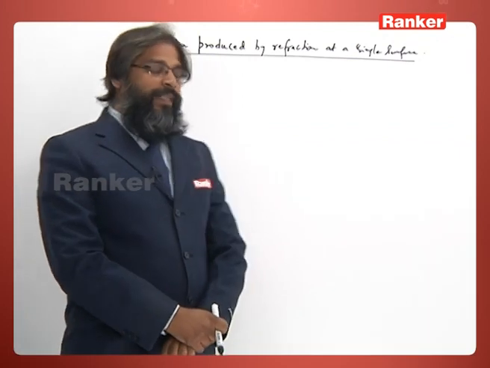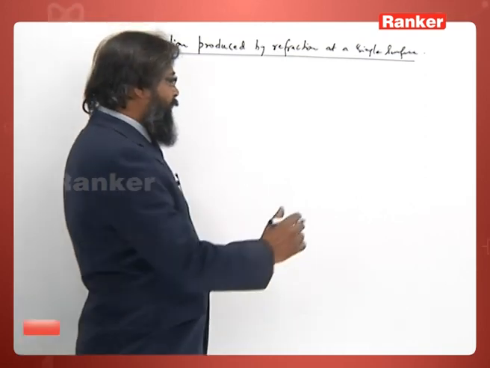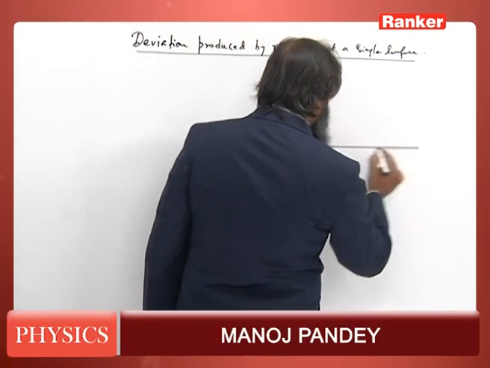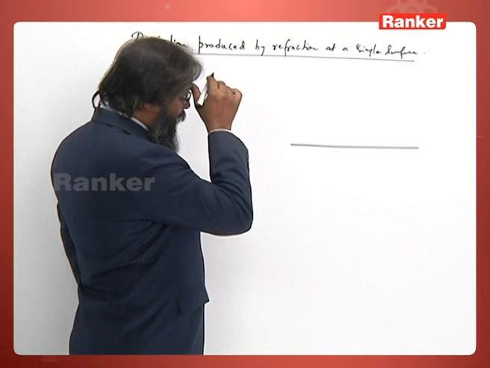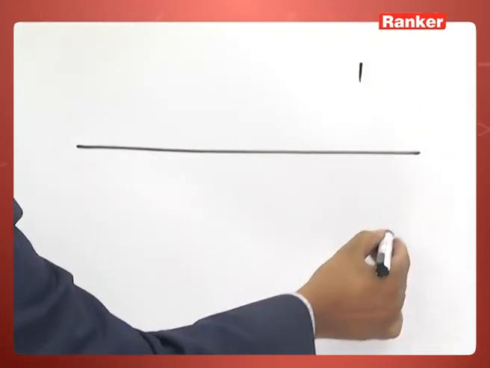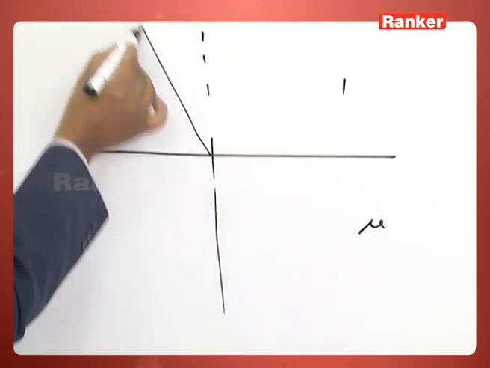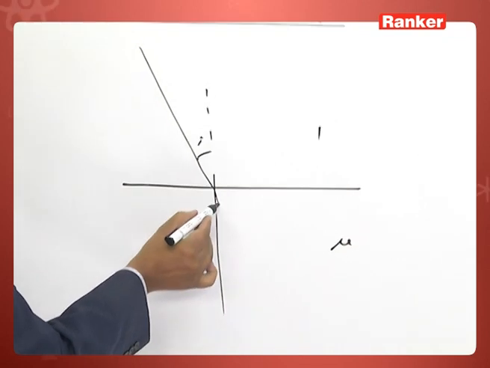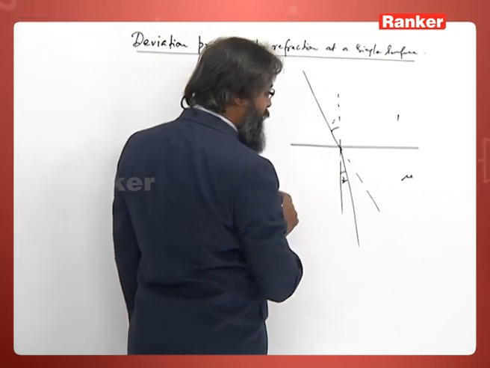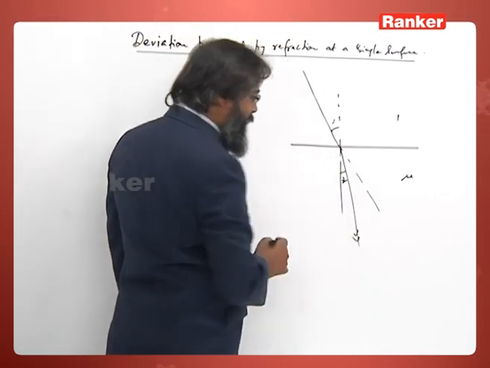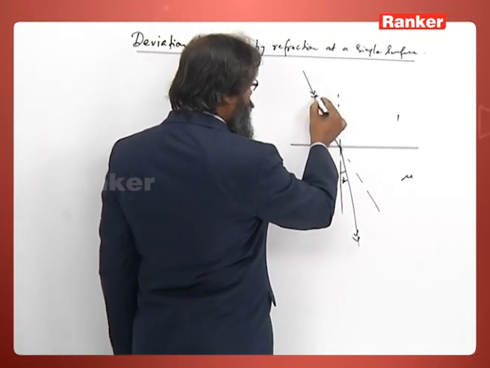Now let us see the deviation produced by refraction at a single surface. Suppose this surface separates two media 1 and 2, such that this is 1 and this has a refractive index mu. This is the normal. Suppose this is the angle of incidence I, the ray bends like this. So, it would have gone like this, but it has refracted like this. So, this is the initial direction of incidence, the ray was going like this.